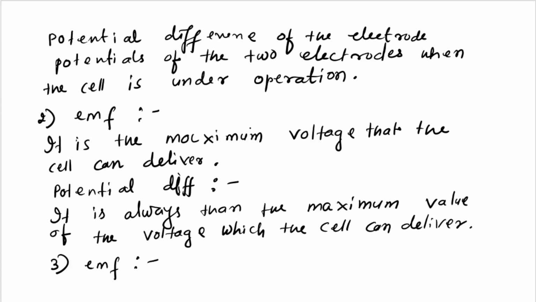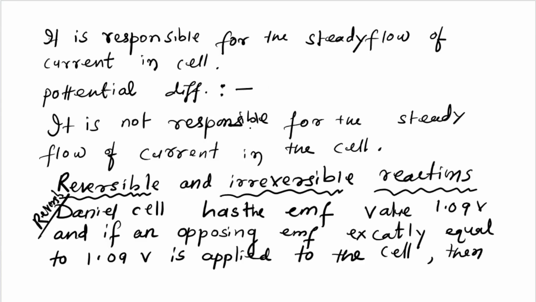What the cell can deliver, and that is here, it is more than that. So EMF means the maximum voltage that the cell can deliver, and potential difference means the maximum value of the voltage which the cell can deliver. It is responsible for steady flow of the current in the cell. Steady flow of the current means you know what current is passed, and that is a steady one. And potential difference is not responsible for steady flow of current in the cell.